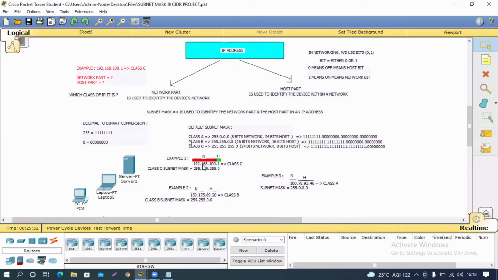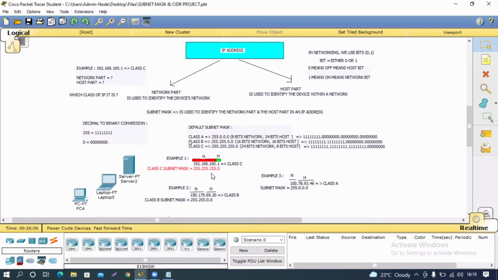So 192.168.100.1. First of all, find out which class of IP it is. So which class IP? 192. Class C, right? Private, public, it doesn't matter. Simply just identify the class. Okay. So class C subnet mask is what? 255.255.255.0, right? Okay. So write the class C subnet mask exactly below this IP address.